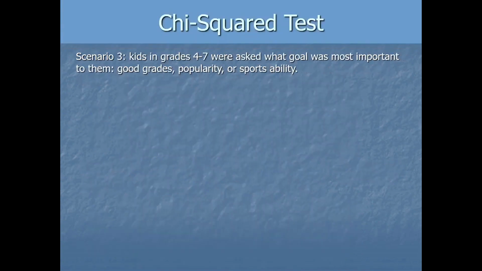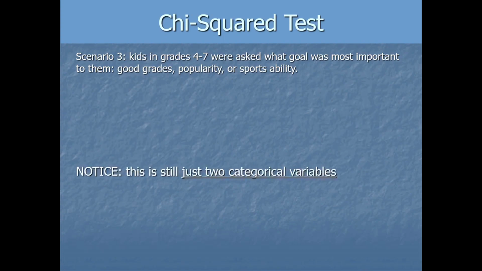Okay, let's end with one last scenario real quick. What if I ask kids in grades 4 through 7, let's say, what their most important goal is? Like, what's the most important thing to them between good grades, being popular, or sports ability, let's say. So here I've got two variables. Their grade level is a variable, and their most important goal is a variable. So I've got two answers from each kid, and these are categorical variables.